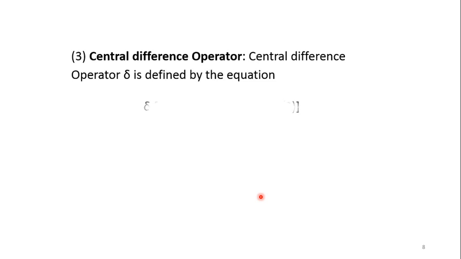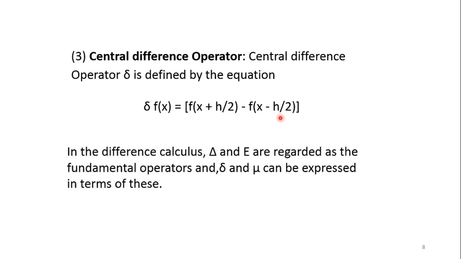Now we consider another difference operator which we call the central difference operator. Delta of f of x equals f of x plus h by 2 minus f of x minus h by 2. In the difference calculus, delta and E are regarded as the fundamental operators, and delta and mu can be expressed in terms of these.